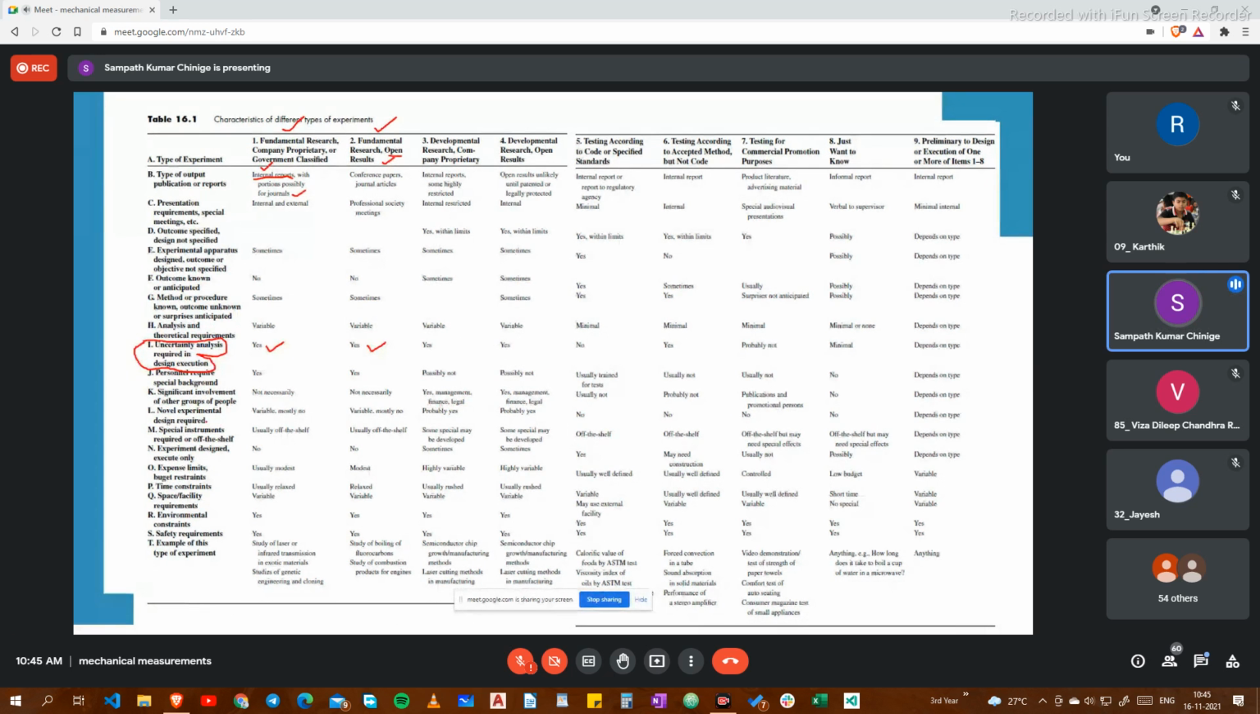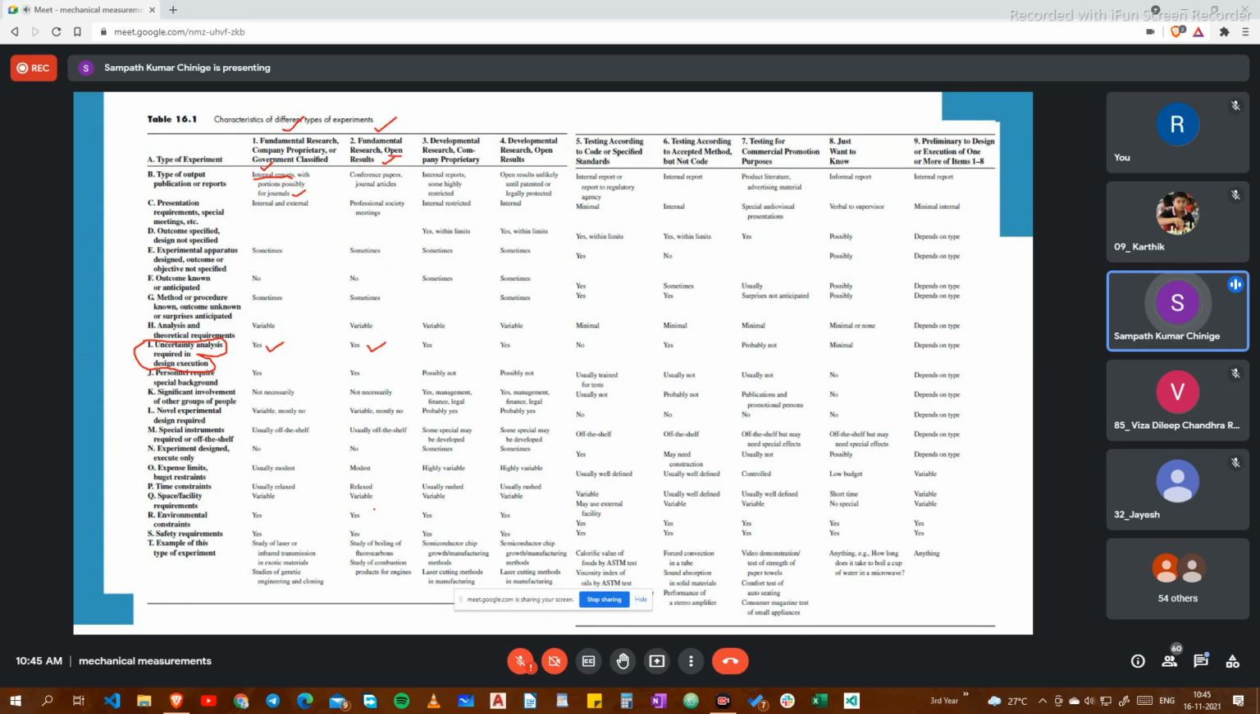Novel experimental design: depends again. Probably yes. Each experiment is different, so sometimes you have to design it experimentally. So that may be required. Expense limits or budget constraints: highly variable. That means it varies because it's all product based. The companies invest a lot of money, so they may be varying it. It's not that it's free hand. You have highly variable expense limits or budget restrictions.